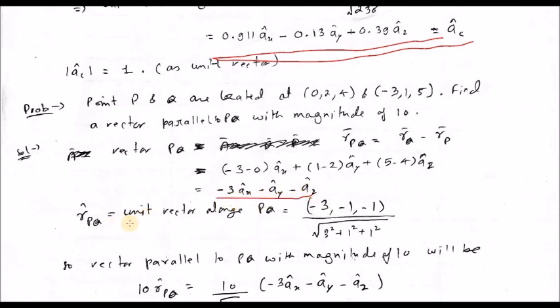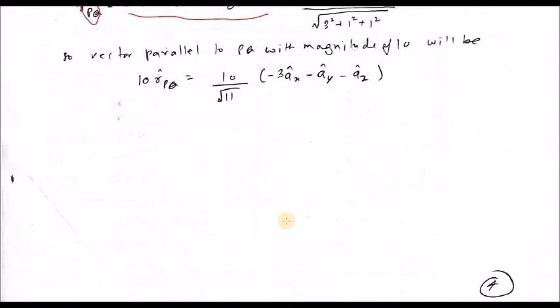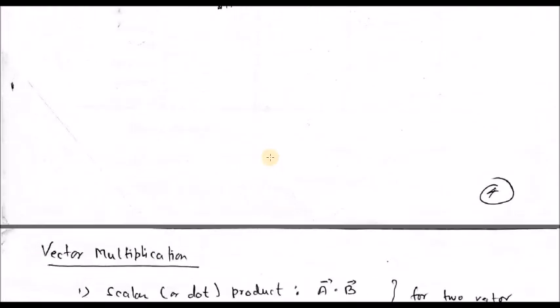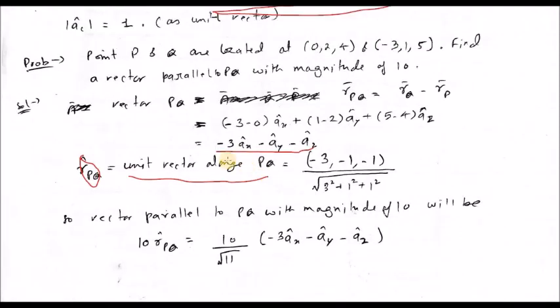Now I have to calculate the unit vector along PQ. The unit vector along PQ will be the vector upon its magnitude, and a vector parallel to PQ with magnitude of 10 will be this unit vector multiplied by 10. This is this value. So this is your vector summation and basics about vectors.